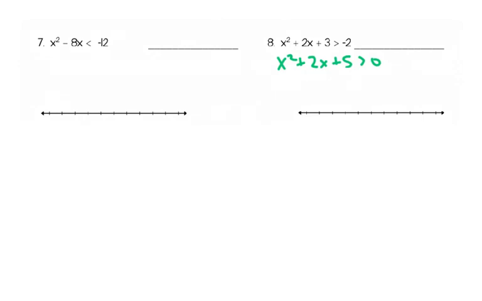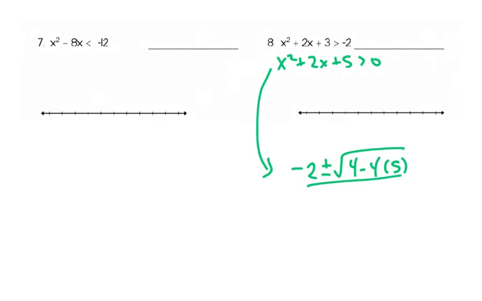Okay, on number 8, when you got everything to the one side, you went to try to factor it probably, and you find out it's not factorable. So we have to use another way to solve. So I'm going to use the quadratic formula. So negative 2 plus or minus the square root of 2 squared minus 4 times 1 times 2, over 2. So negative 2 plus or minus the square root of 4 minus 20, and we see where this is going.